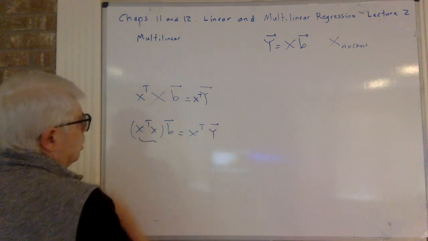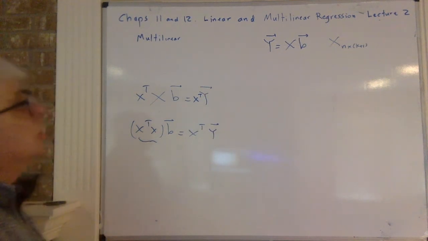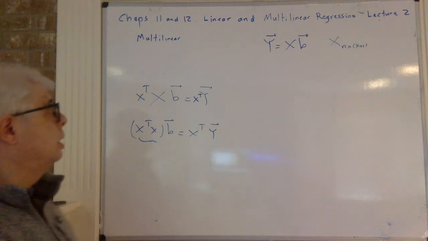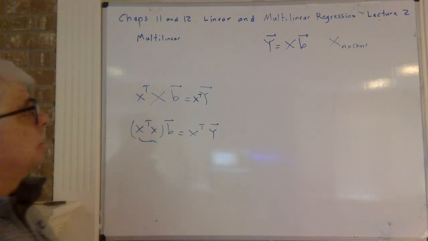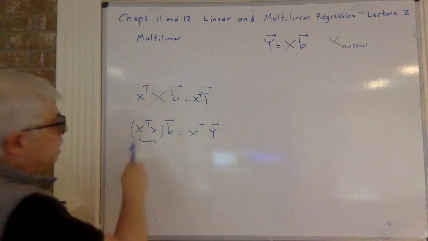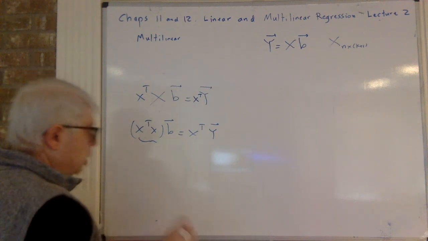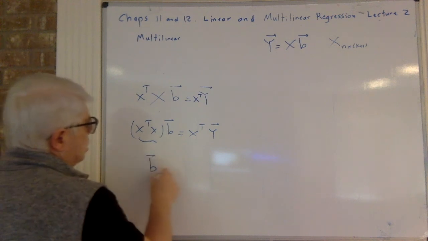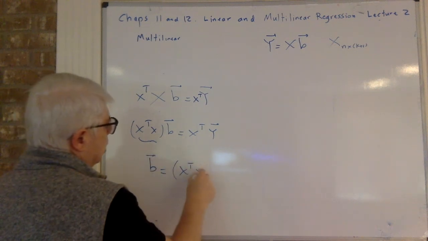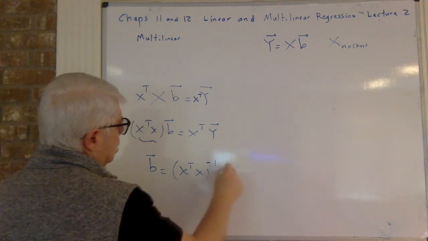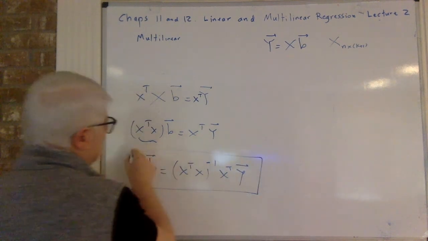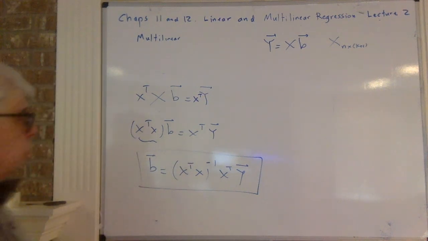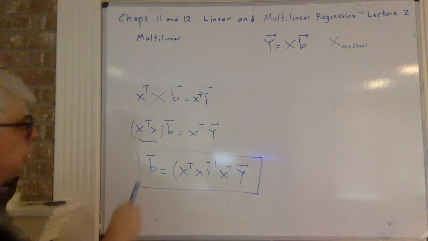Now, if the columns of that matrix are linearly independent, then this X transpose X is invertible, and I will find the b's. So the b's will be (X transpose X) inverse times X transpose y. This one is called the normal equation, and the normal equation has this solution, and those are in fact the coefficients.